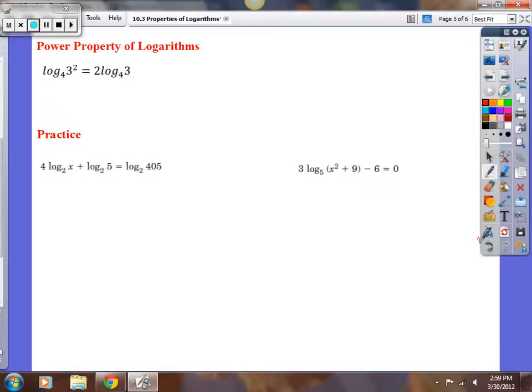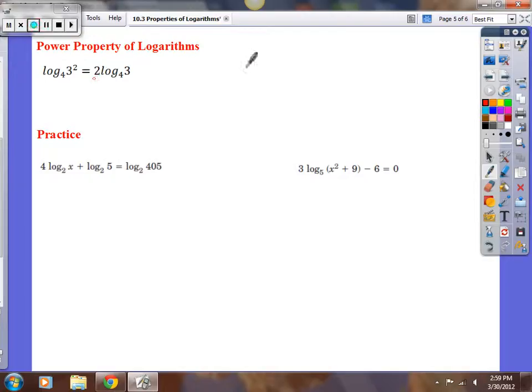If you're taking the log in base 4 of 3 squared, so it's a power, you can rewrite that, you can manipulate it a little bit. What you do with the exponent, that 2, is bring it out to the left and multiply, so it's 2 times the log in base 4 of 3.